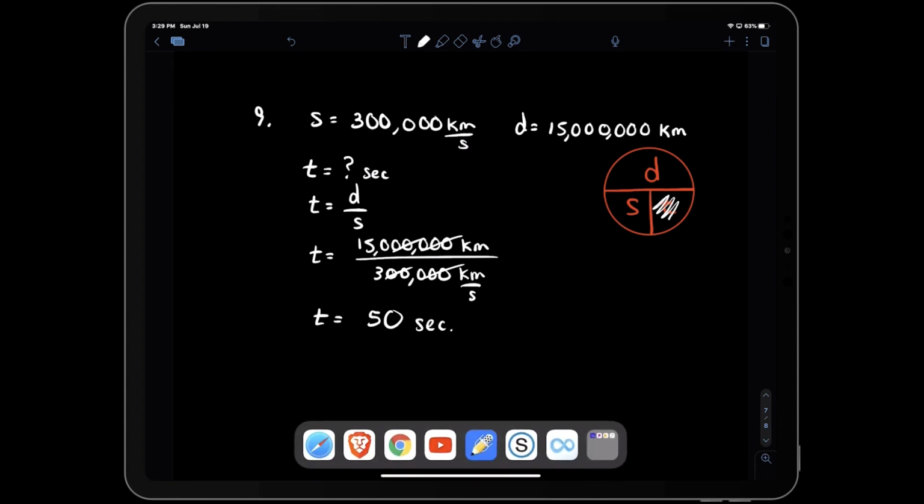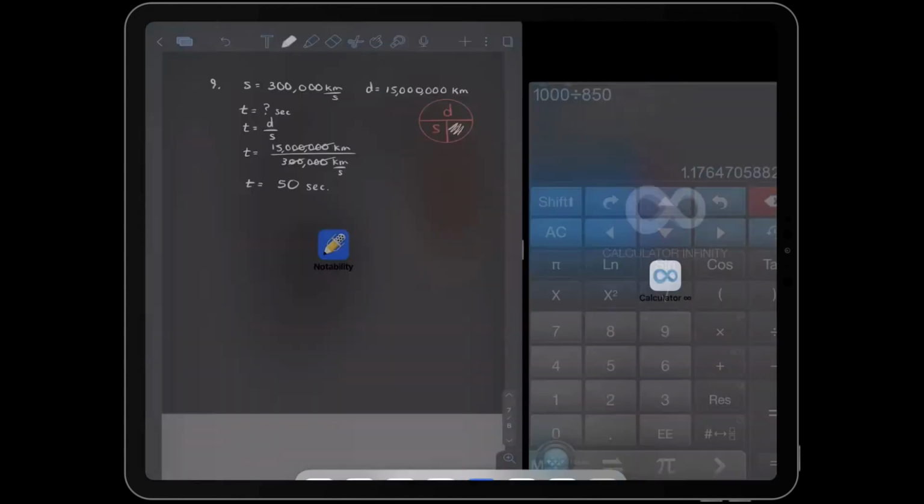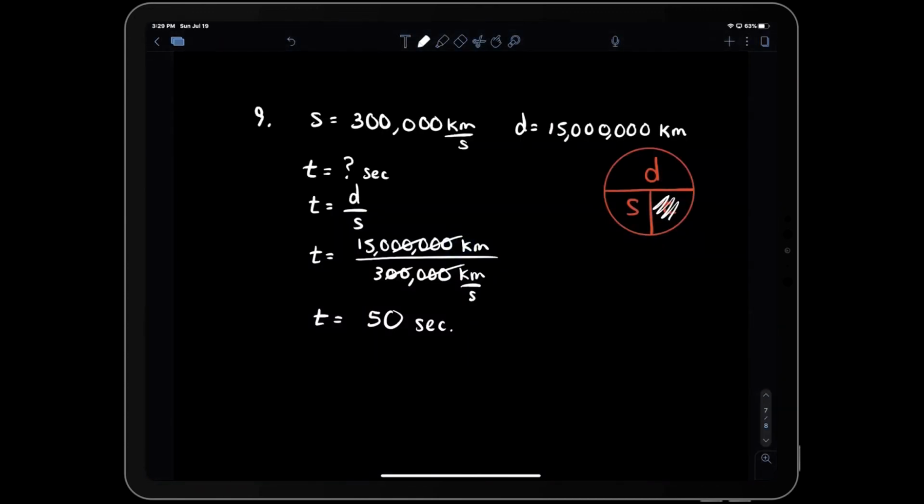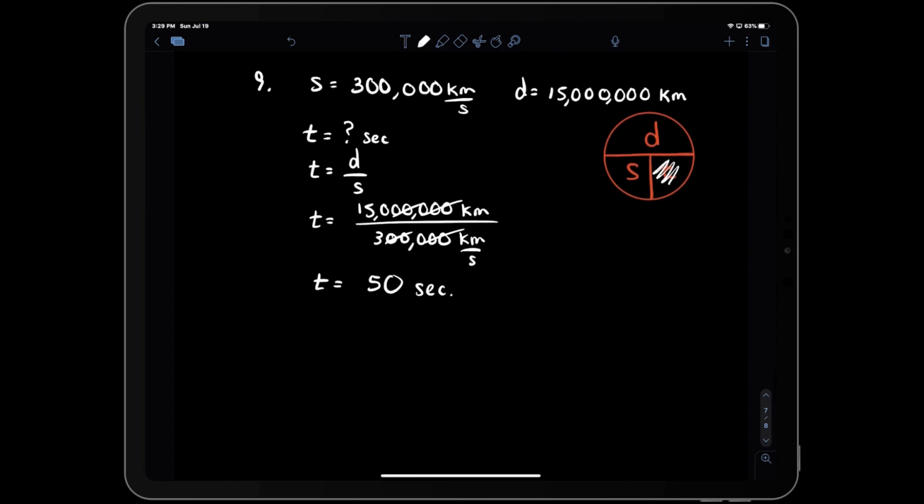All right, I'm just going to double check. I hate just doing this without double checking myself. So if we have 15 million divided by 300, I have my equals 50. Yeah, I just want to double check. It's always best to double check instead of putting something up that's wrong.